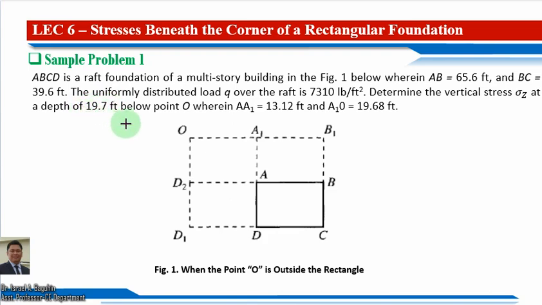We are going to determine the vertical stress sigma Z at a depth of 19.7, which is our Z below this point O, wherein our AA1 is given as 13.12 feet, and A1 to O is equal to 19.68 feet. So actually this refers to case number 2, when the point O is outside the rectangular foundation ABCD.